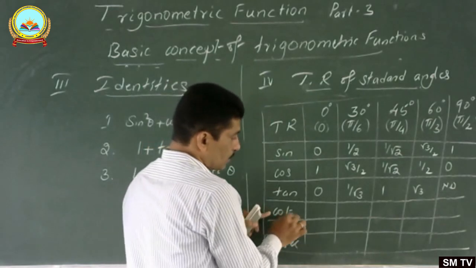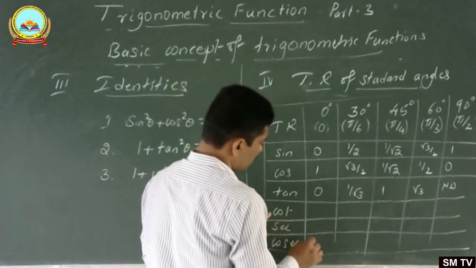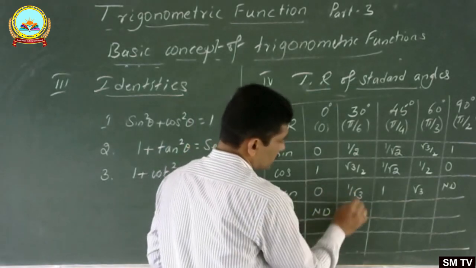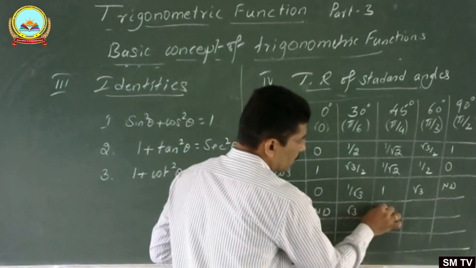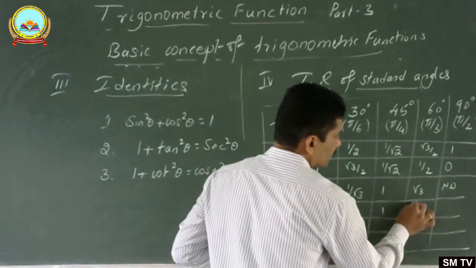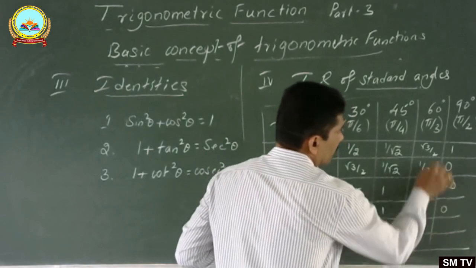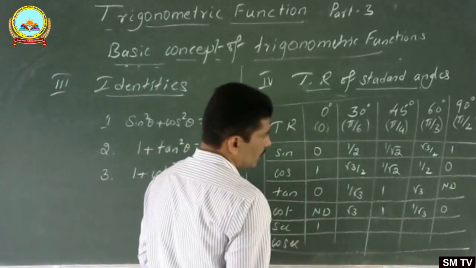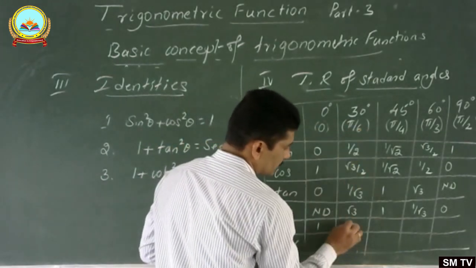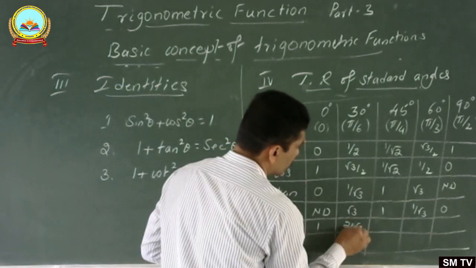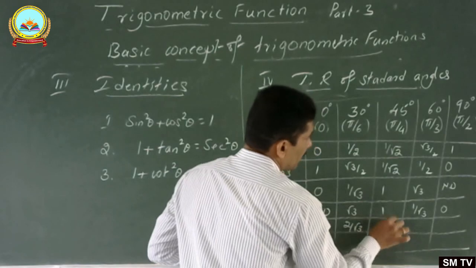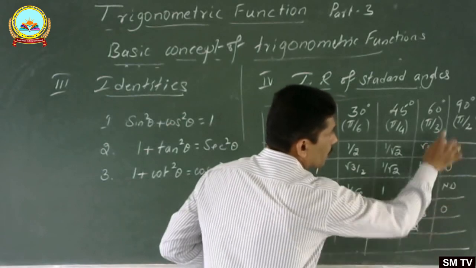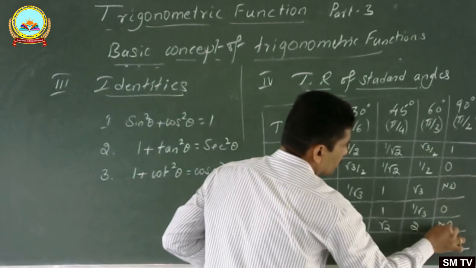Clear? Cot of 0 is not defined. Cot of pi by 6 means root 3, pi by 4 is equal to 1, pi by 3 means 1 by root 3, and pi by 2 equals 0. Secant of 0 is equal to 1. Secant of pi by 6 means 2 divided by root 3, pi by 4 means root 2, pi by 3 means 2, and pi by 2 means not defined.